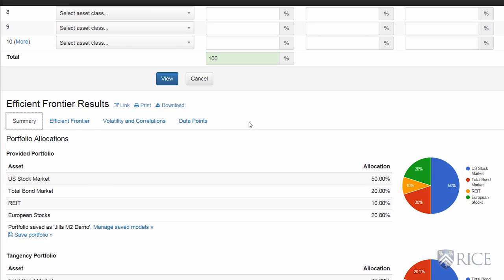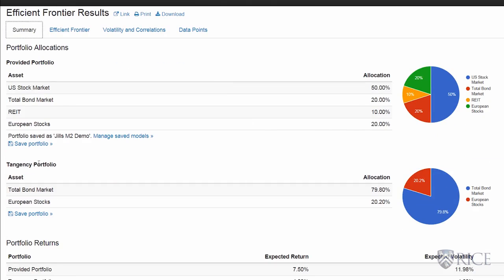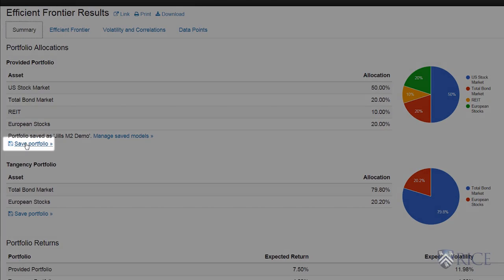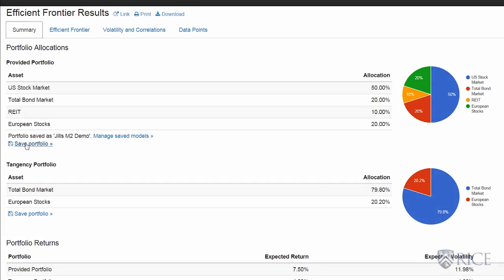One quick reminder, if you're satisfied with this portfolio, make sure you save it so you can use it in other places in Portfolio Visualizer. If I save my portfolio and then want to look at how this portfolio performed historically, I can do that very easily just by pulling it up. I hope you enjoy using Forecasted Efficient Frontier, and have a great day.